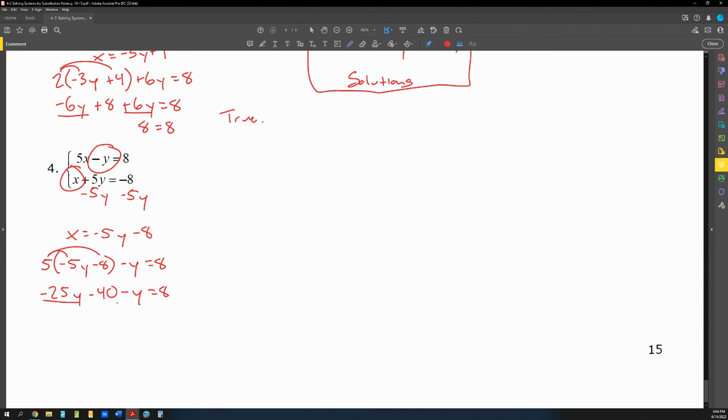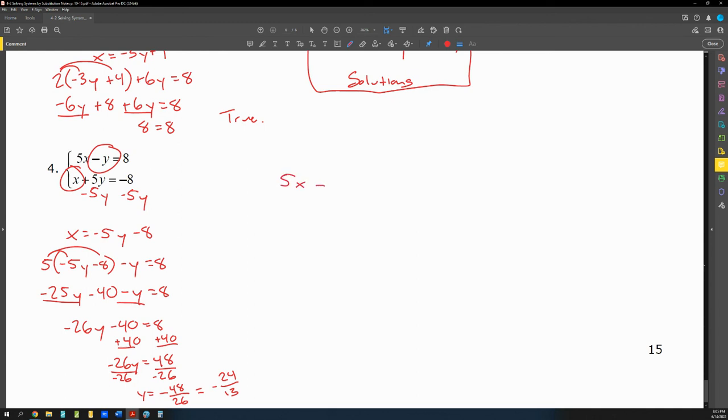Let's see, combining like terms, so negative 25 and negative y gives us negative 26y minus 40 equals 8. And then adding 40 to both sides, we get negative 26y is equal to 48. And finally, dividing both sides by negative 26, we get y is equal to negative 48 over 26, which can be reduced to negative 24/13. All right, so we got a fraction as an answer. Let's go ahead and plug that into y in either of the equations. Let's do the first equation.